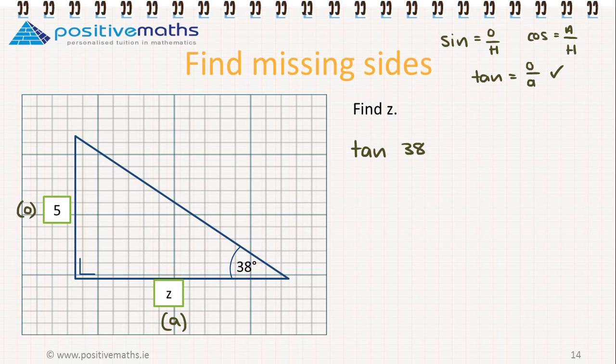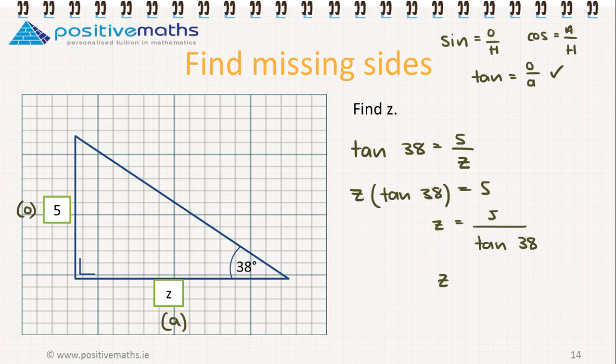So the tan of 38 degrees is equal to opposite, which is 5, over adjacent, which is z. So z times the tan of 38 is equal to 5. So therefore z is equal to 5 over the tan of 38. So I find that z is equal to 7.3573. So again, if we were asked to give it to 2 decimal places, it would be 7.36.